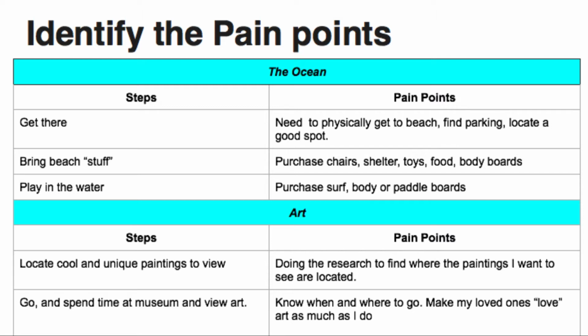If we use the example of I love art, the steps are to locate cool and unique paintings to view or look for new museums. And so I'm going to have to do the research and get on Google or Google Maps. And then you actually have to get there. So you have to go and spend time at the museum. The pain points are actually physically doing the research. It takes time. Once you do know where to go, you have to get the people in your family to be excited to go too. Not everyone in my family loves art as much as I do. And so these are some of the pain points of getting there and participating.